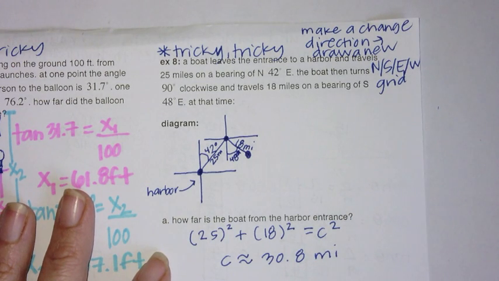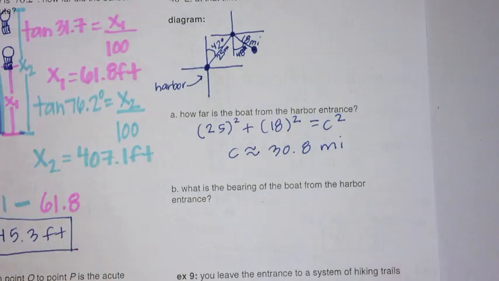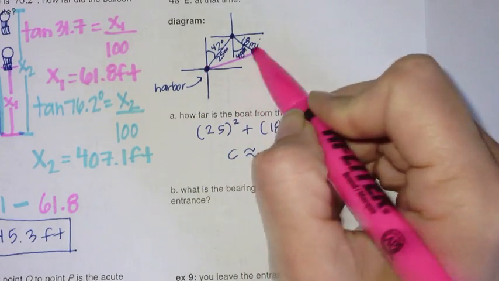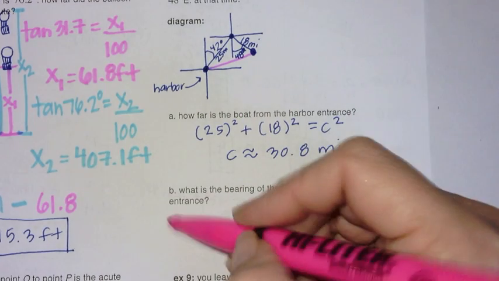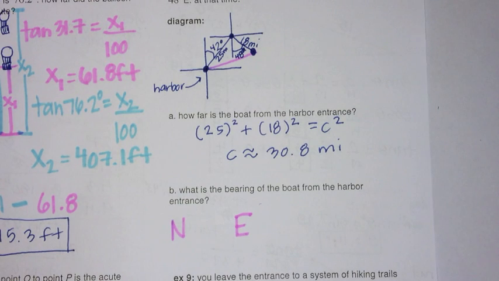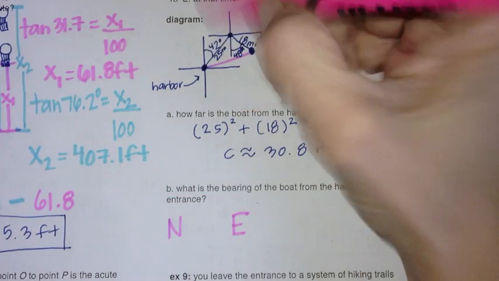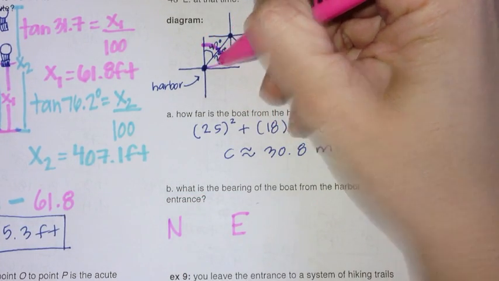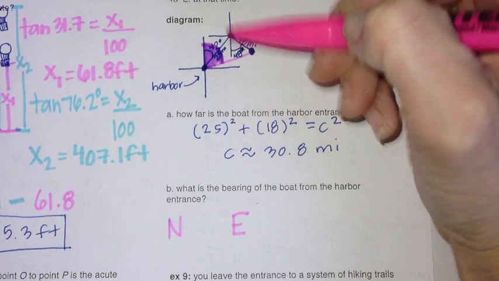The next part says, what is the bearing of the boat from the harbor? So you're starting from the harbor and you're going all the way to the boat. So if you look at that, you look like you're going what? Northeast? But what is your angle that goes in there? So here's the deal. You need the angle that corresponds to that. It's got to go all the way back to that north-south line right there. So it's that whole entire angle.